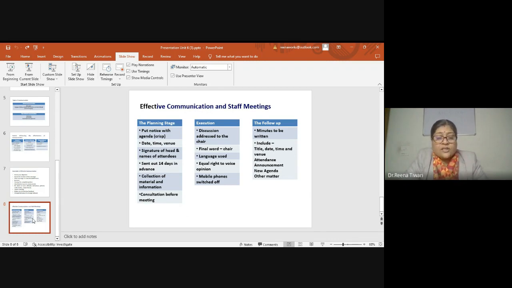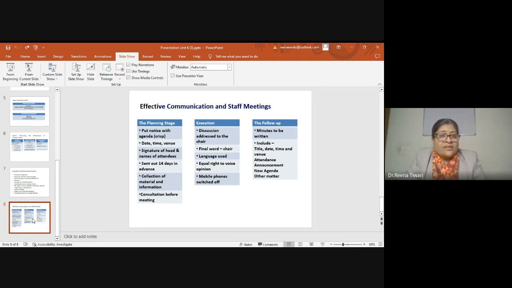As a head teacher, most communication is done in the staff meetings, where different agendas are put down and discussed for the betterment of the school and for the progress of the school and the children too. There can be three stages in effective communication in staff meetings. The first is the planning stage, in which we decide the agenda of the meeting, and who it is for, who the people are who need to attend it.